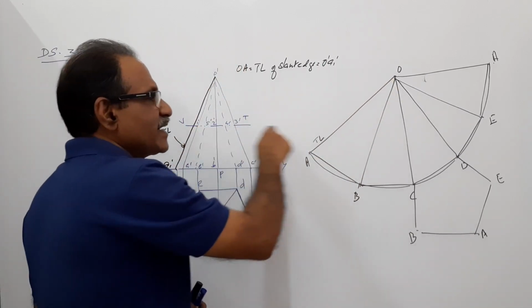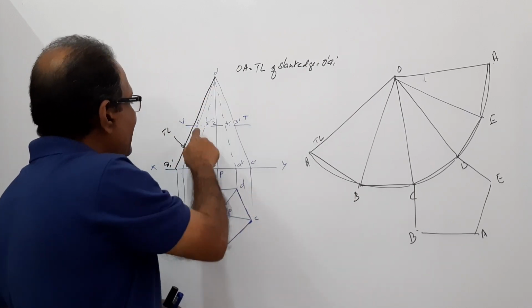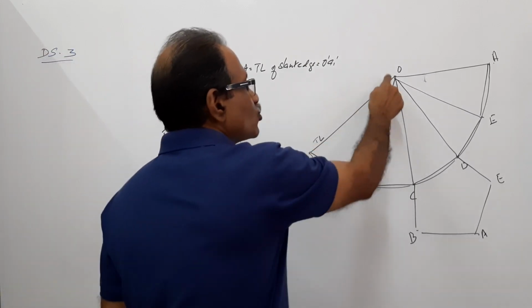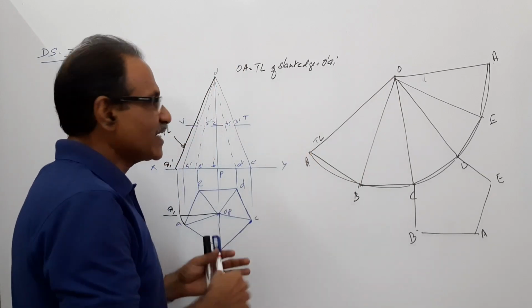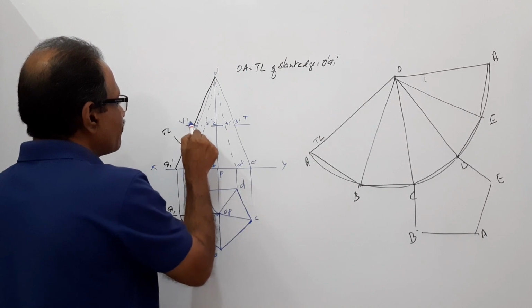Where is it? Can we directly take from here? No. Why? This O dash A dash is not true length, whereas this is true length. So you cannot directly take it. What do you do? Extend it and cut the true length 1 dash.